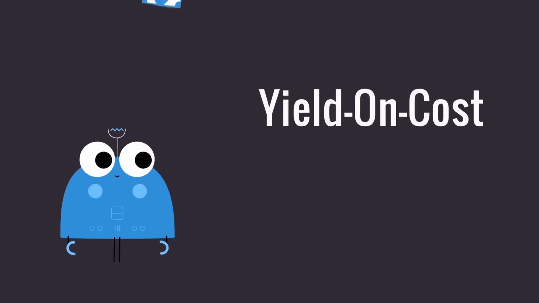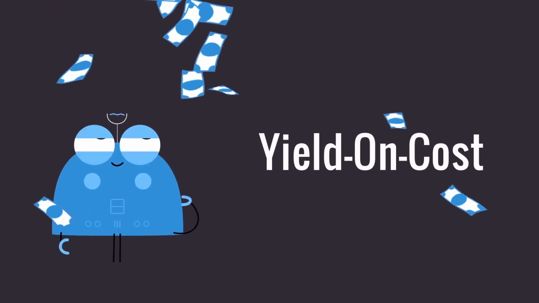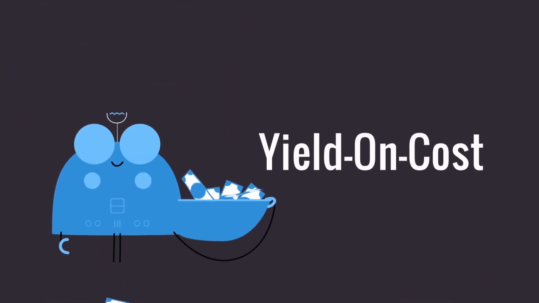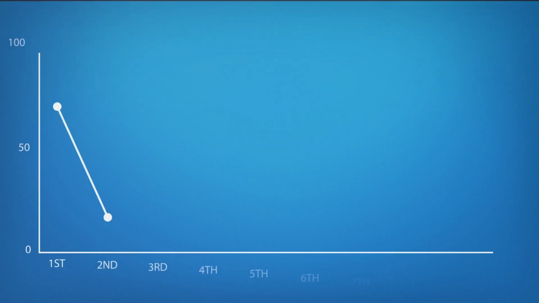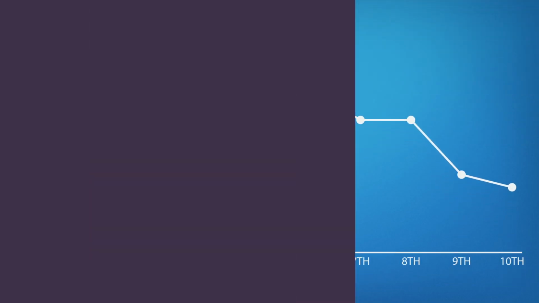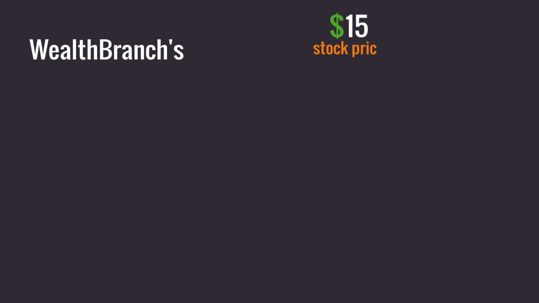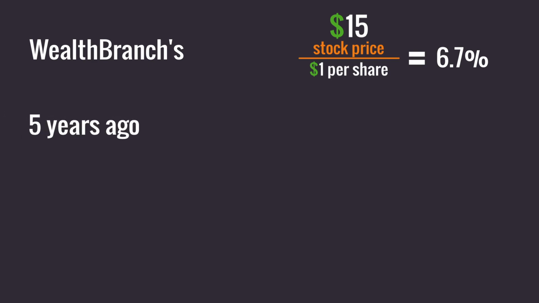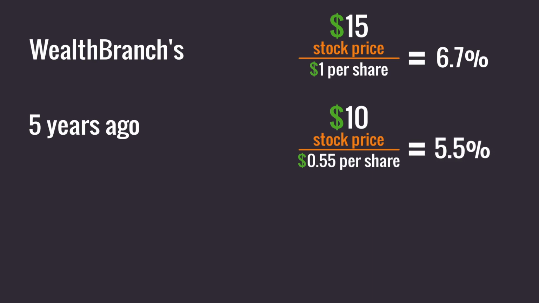Yield on cost. The yield on cost is the dividend yield based on what you paid for the stock, usually displayed in 5 or 10-year frames. For example, currently, Wealth Branch's stock price is $15, and the dividend amount is $1 per share, producing a dividend yield of 6.7%. However, let's say you bought the stock 5 years ago for $10, and the stock paid 55 cents per share in a dividend.